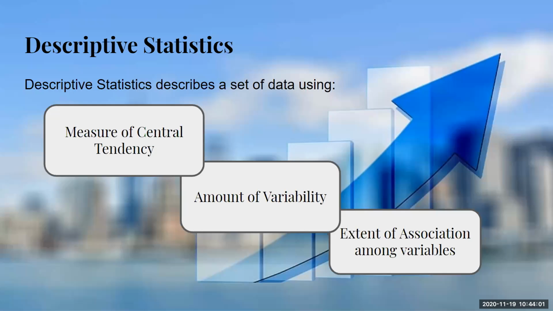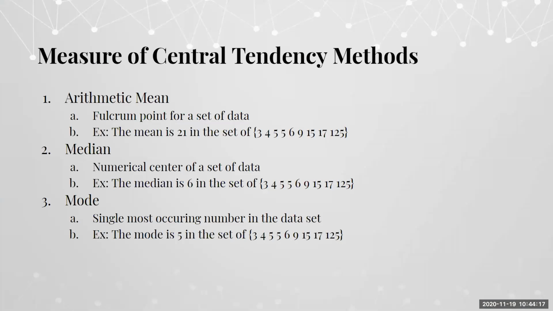Now let's go into detail discussing descriptive statistics, which describes a set of data using measures of central tendency, amount of variability, and the extent of association among variables. We can measure central tendency using these methods, which include the arithmetic mean, or the fulcrum point of a set of data, the median, or the numerical center of a set of data, or the mode, or the single most occurring number in the data set.